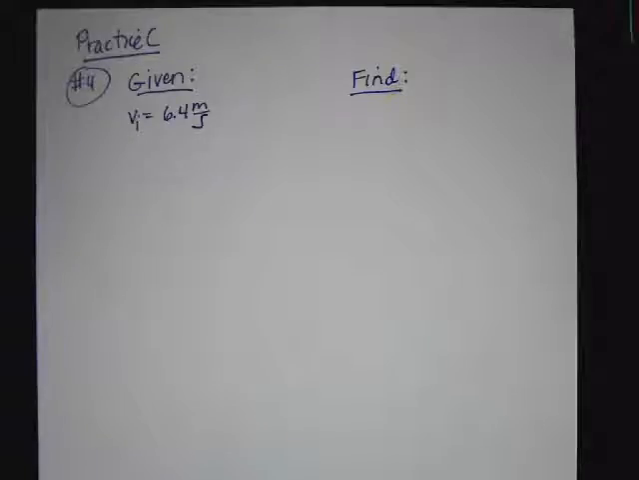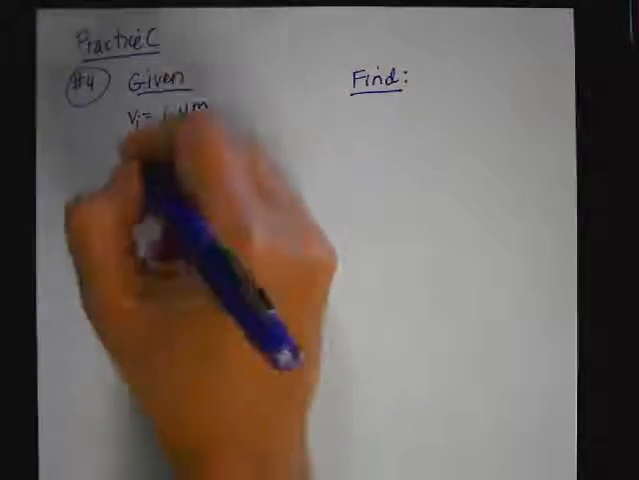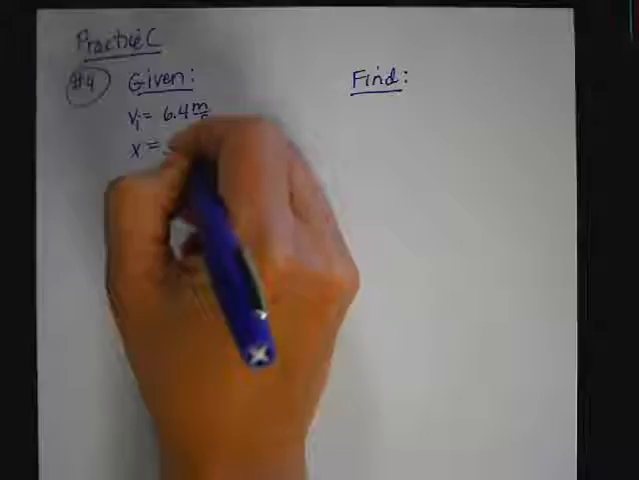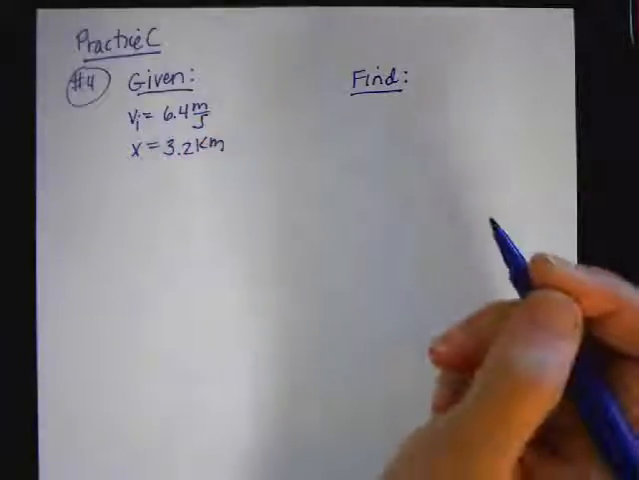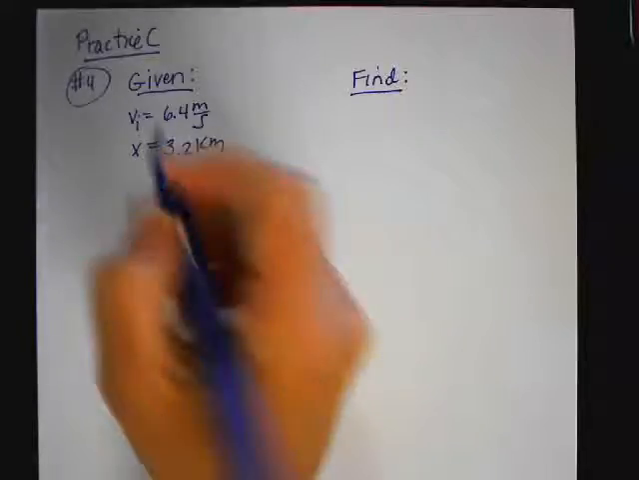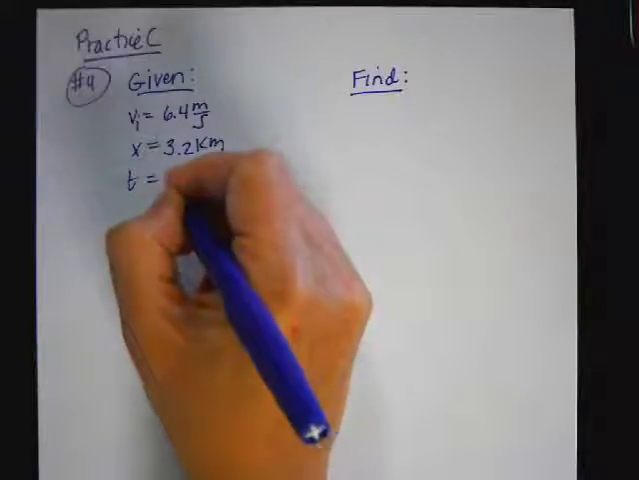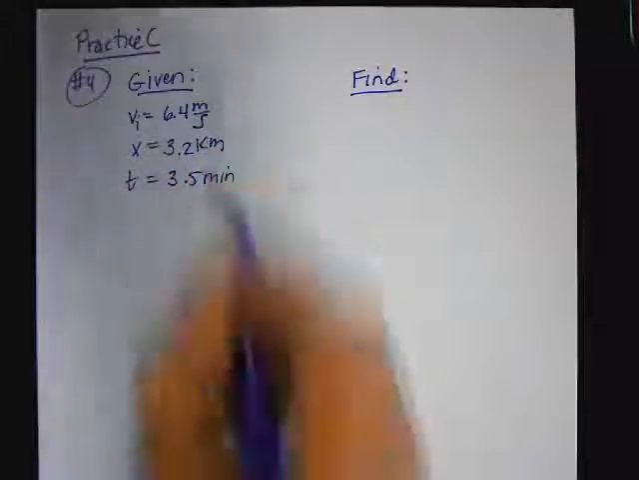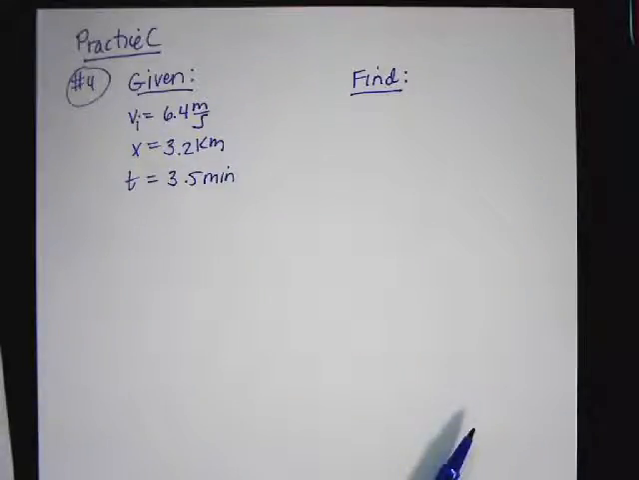Oh, no, I'm reading the wrong problem. Okay, so 6.4 meters per second. It accelerates uniformly for 3.2 kilometers. Now we know kilometers measures x, in 3.5 minutes. So t is equal to 3.5 minutes. I'm going to highlight this problem because my eyes are skipping and I want to make sure I'm doing the right one, because I kept skipping between C and D.